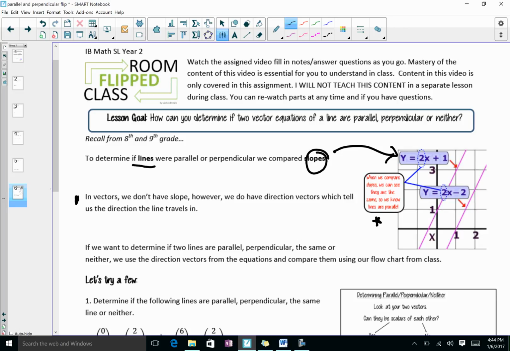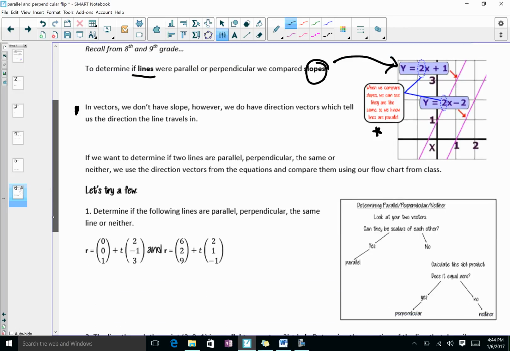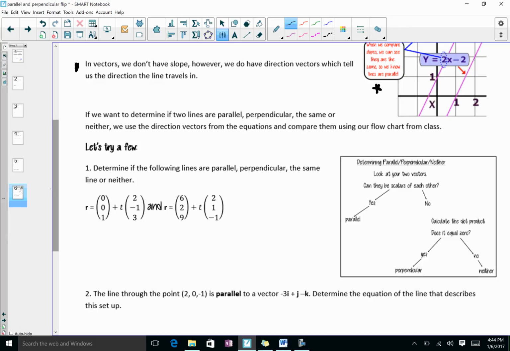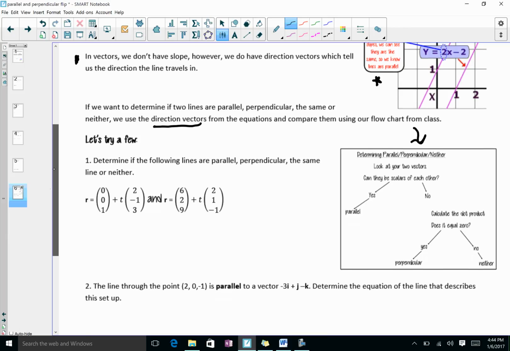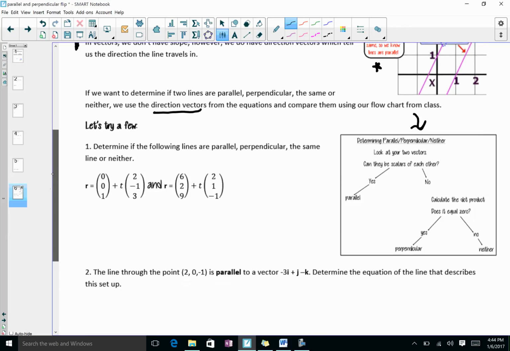In vectors, we don't have slopes. However, we do have direction vectors in our equations, which can tell us the direction that the line travels in. If we want to determine if two lines are parallel, perpendicular, the same, or neither, we have to use the direction vectors from the equations to compare them using our flow chart from class to determine the relationship between the two lines. So we'll take a look at a couple of examples dealing with parallel and perpendicular vectors.